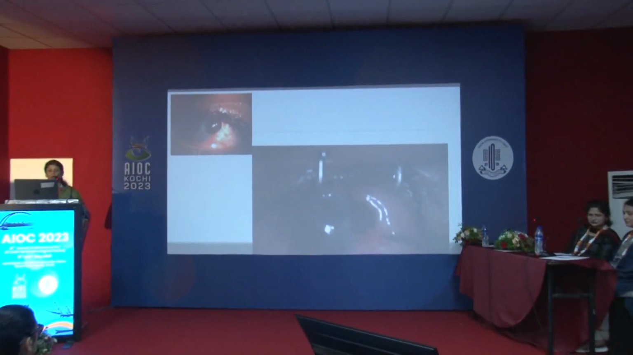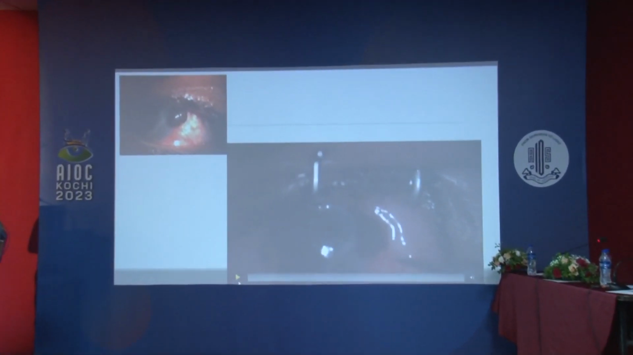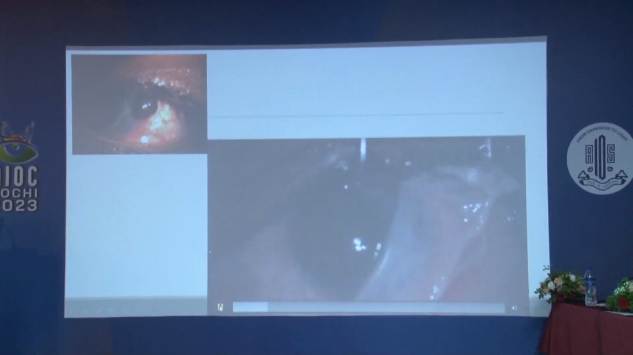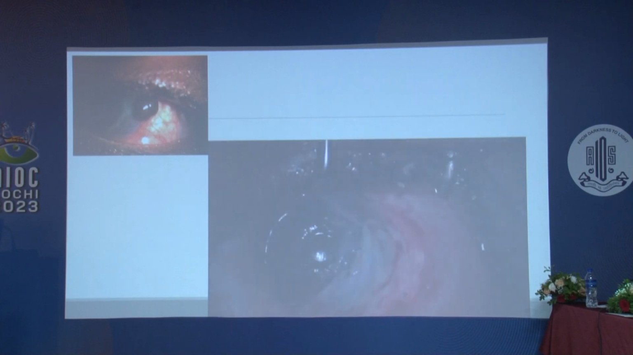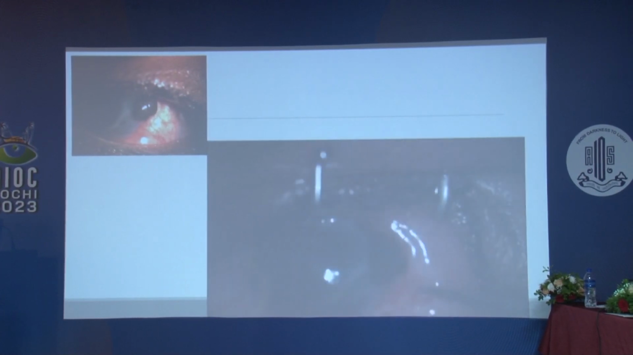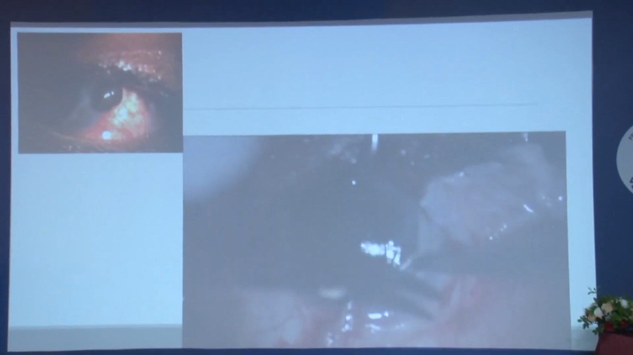Here I'm sharing one case. This is a case of perforated PUK, in which a multi-layered amniotic membrane was applied and secured with the cyanoacrylate as well as sutures.